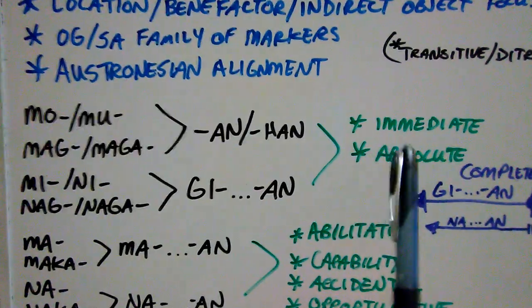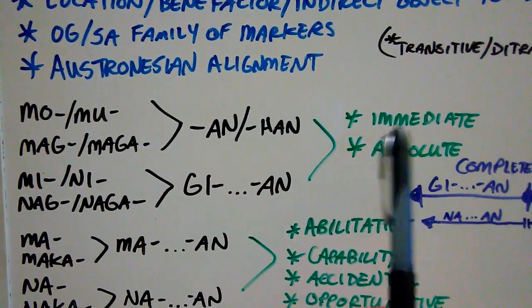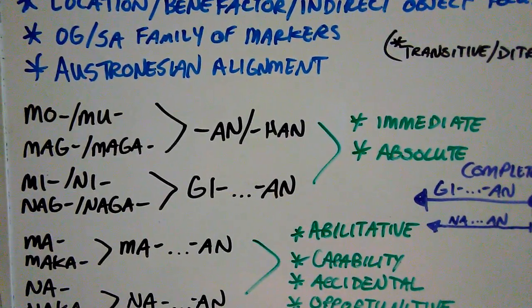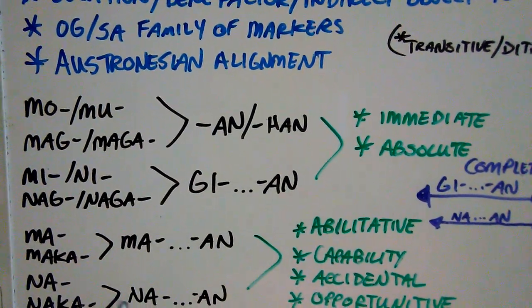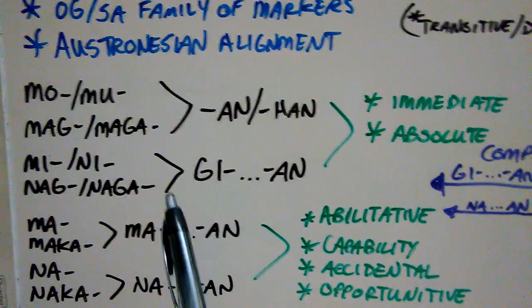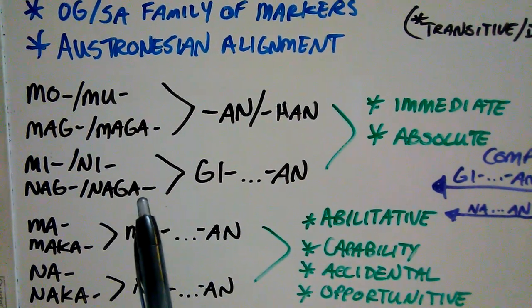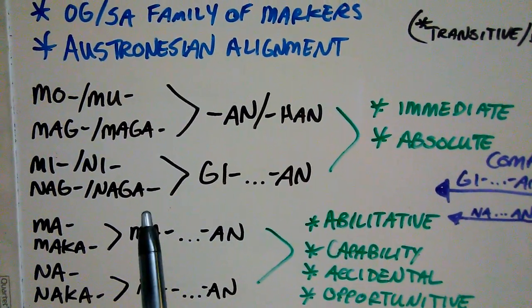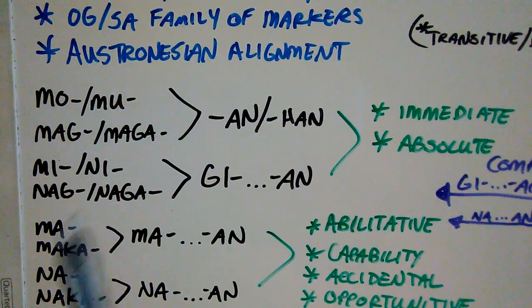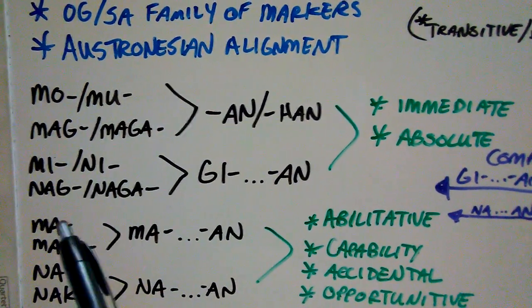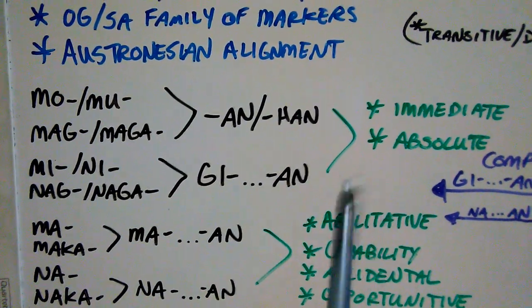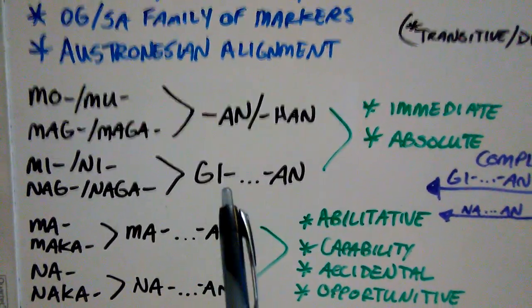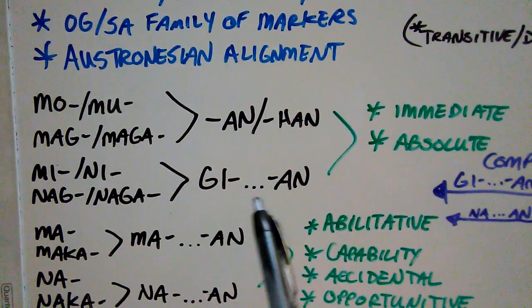And again, it expresses, if you forgot, really quick review, immediate, absolute, right? And undefined, right? So anything of those characteristics. Same thing with completed actions. We have from mi, nag, naga, all of that, going to gi, something, something, an, right? So gi, an, and this is a circumfix, gi, da, da, da, an.